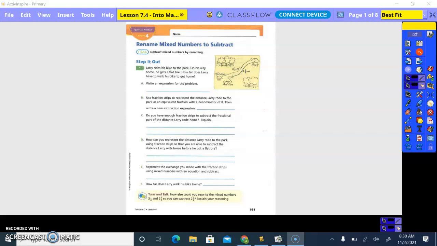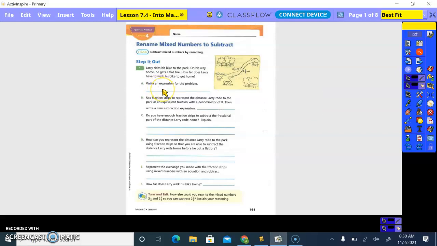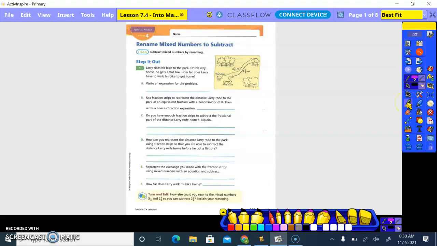Okay, so he goes from his house to the park, right? And then he comes back and he gets a flat tire, right? Okay, so write an expression for the problem. So what would our expression be? 3 1/4 minus 2 3/8.